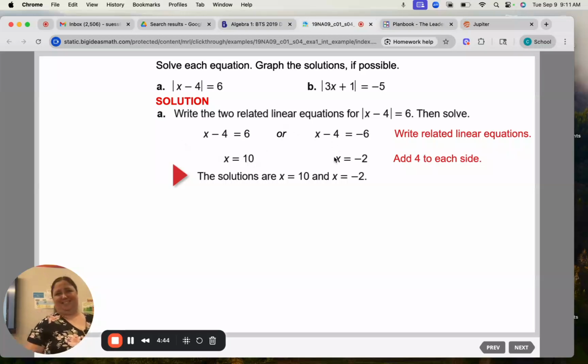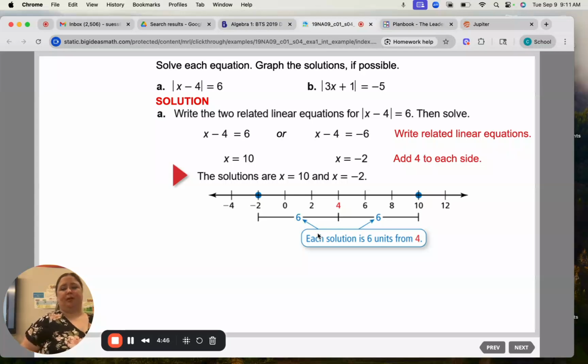So, all right, let's do B. Oh, wait, we got to graph it. And on your graph, I don't need you to write all of these 4, 0, 2. I just put the 0 on your graph, put the negative 2, and the 10. Like, that's all I care about.